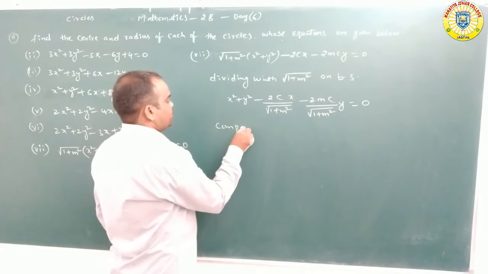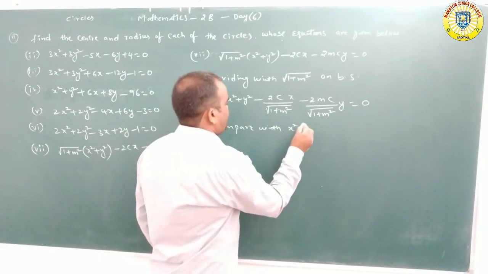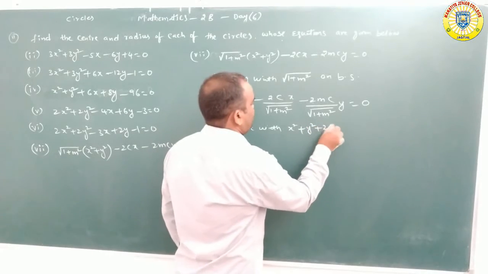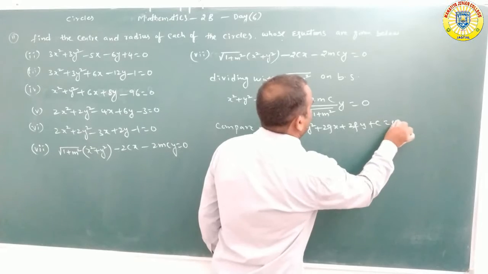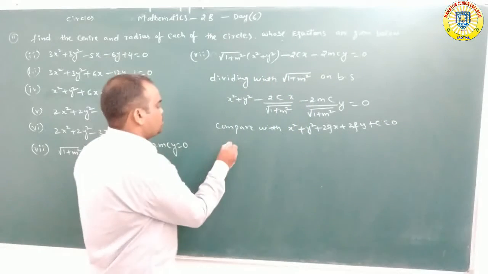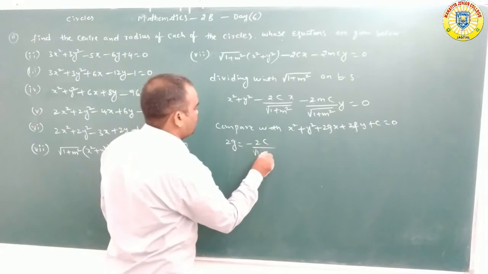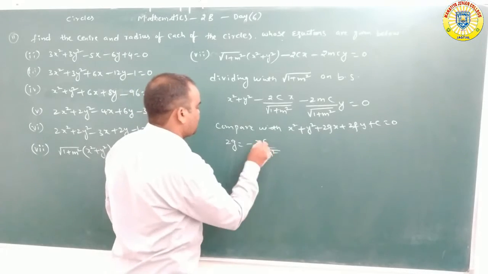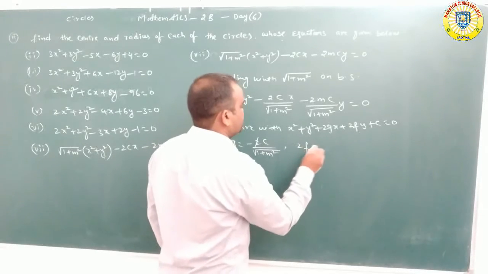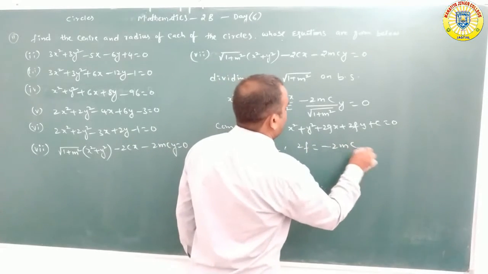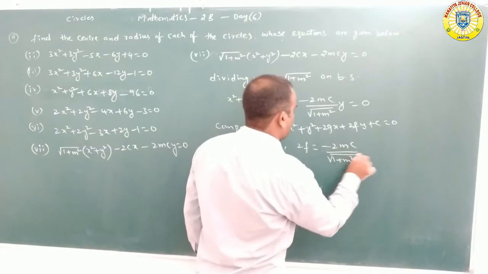Compare with which one? x square plus y square plus 2gx plus 2fy plus c equal to 0. So here 2g is equal to what is the value? Minus 2c by under root of 1 plus m square. Here 2 cancels. So 2f is equal to minus 2mc by under root of 1 plus m square.